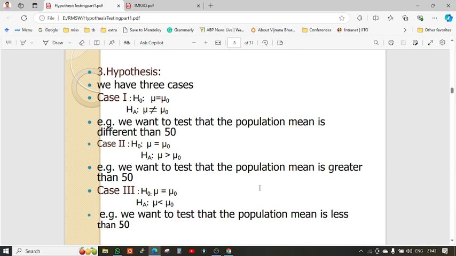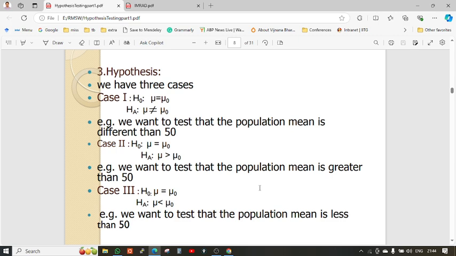So there are three different cases maybe. One is the null hypothesis, which is mu equal to mu 0. That means the assumed mean is equal to the sample mean, that is mu 0. In the other case, the alternate hypothesis, mu does not equal mu 0, that means the assumed mean is not equal to the given or calculated mean. So that is the condition.